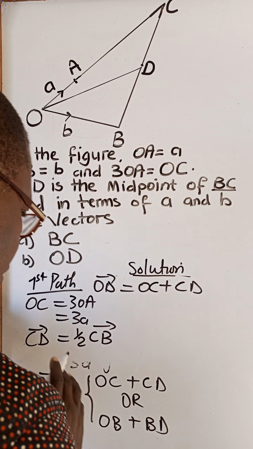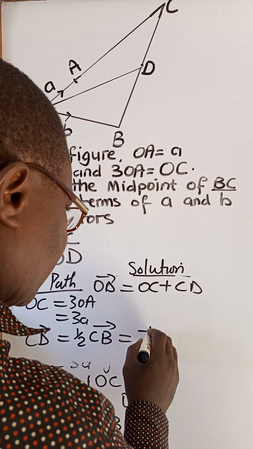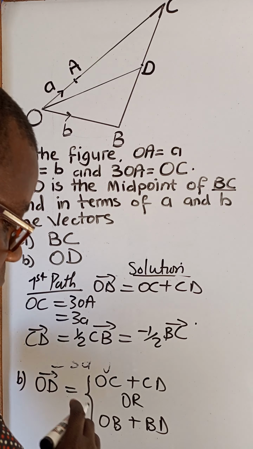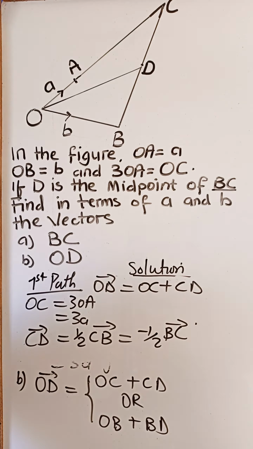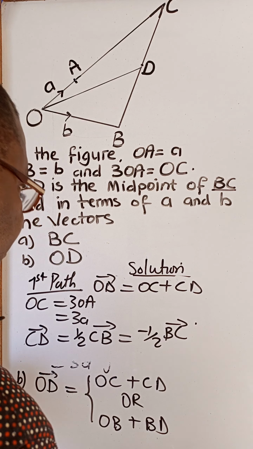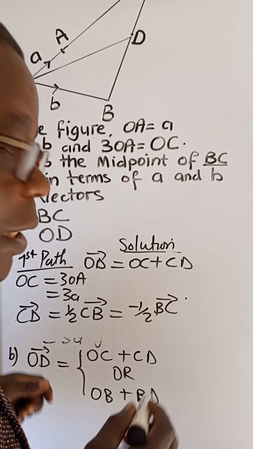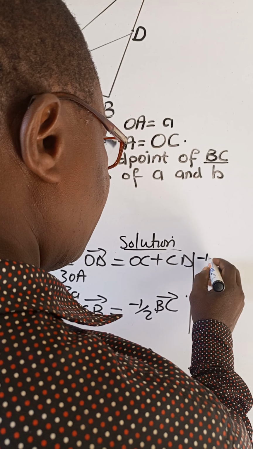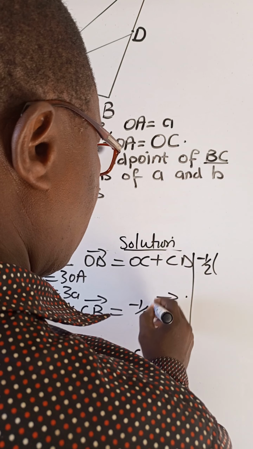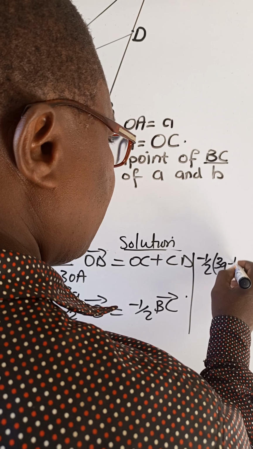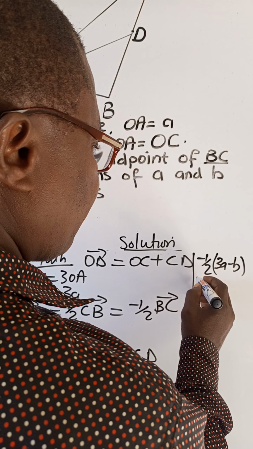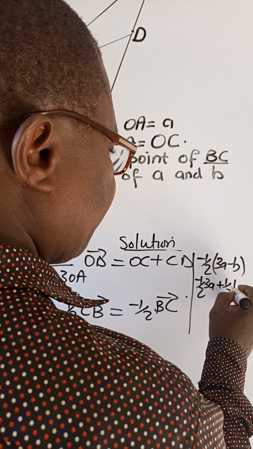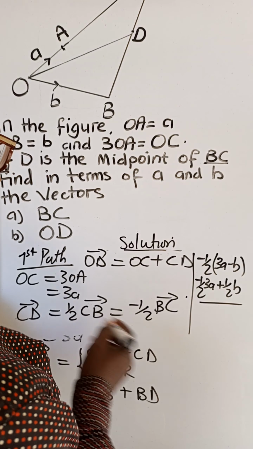Therefore, this is going to give us negative half BC. Now that should be negative because we're moving in the opposite direction. That therefore means we're going to have negative half times, earlier on we found BC as 3a minus b. Let us open that parenthesis. We have negative half 3a plus half b. That is it for CD.